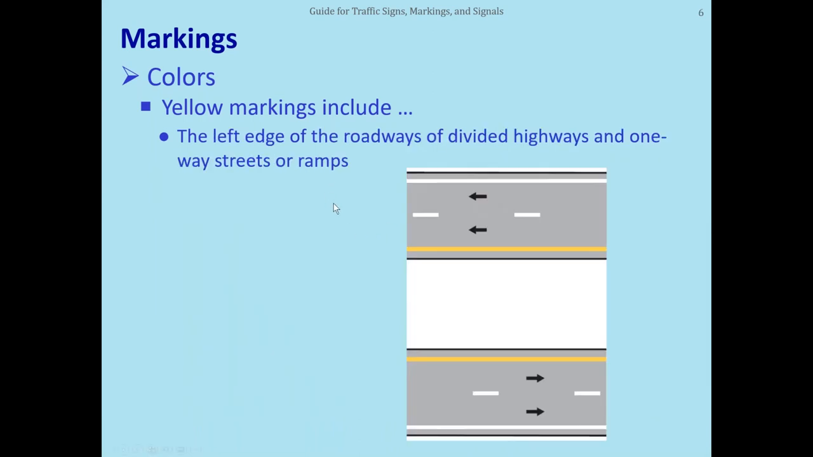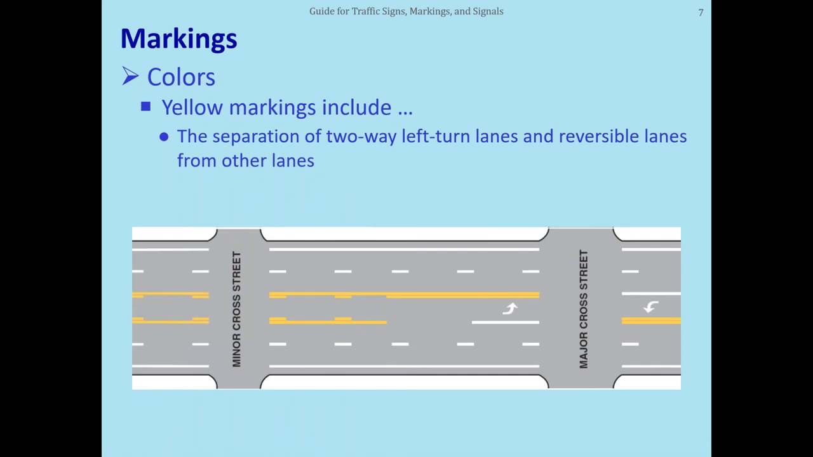This is an example of using edge lines on a roadway with a median, a divided roadway. The outer edge lines are white. The inner edge lines are yellow. The example for center two-way left turn lanes.